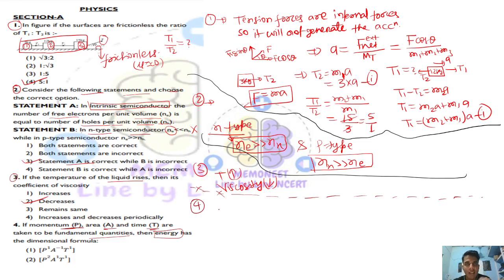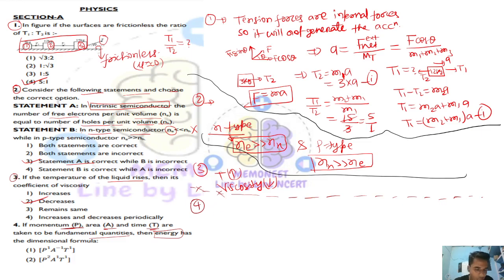Because you know that in the fundamental units or fundamental quantities we have 7, like mass, time or length. These are the fundamental ones, but here momentum, area and time are taken to be fundamental quantities. So we need to understand the dimensional formula of energy in terms of these values. So let's write one by one and find the value.